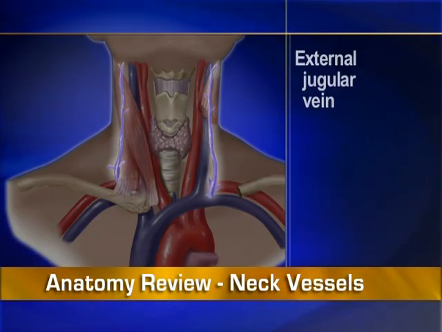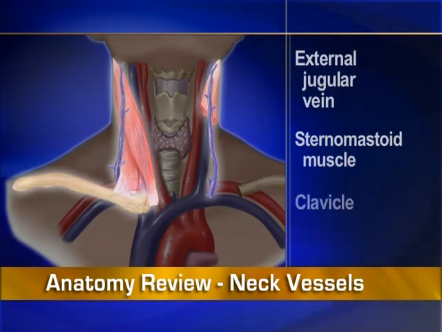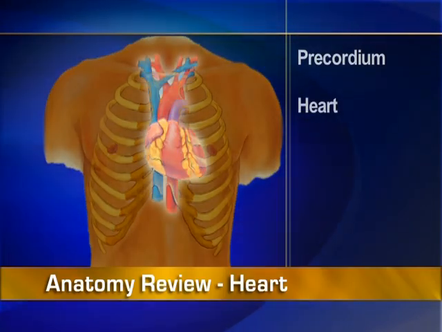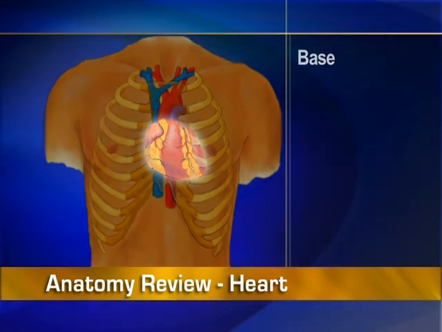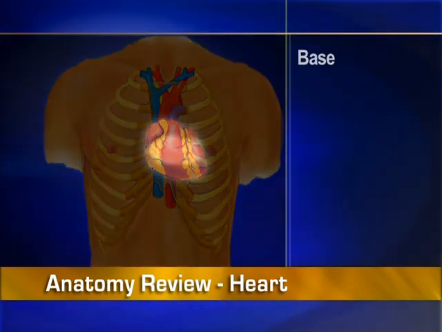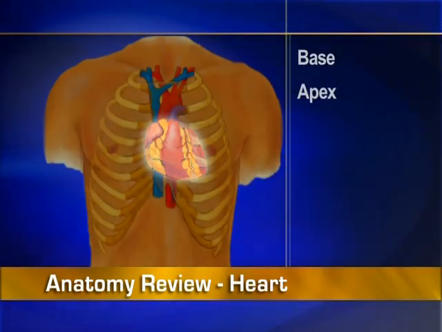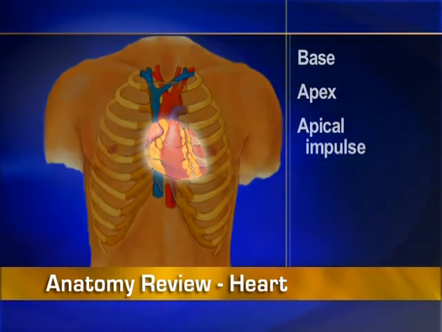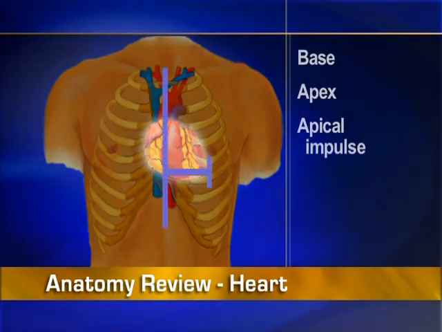The external jugular vein is more superficial. It lies lateral to the sternomastoid muscle, above the clavicle. Beneath the precordium on the anterior chest, envision the heart and great vessels. The heart is like an upside-down triangle. Its top is the broad base, and its bottom is the apex, which points down and to the left. During contraction, the apex produces an apical impulse, which normally is palpable at the fifth interspace, 7 to 9 centimeters from the mid-sternal line.